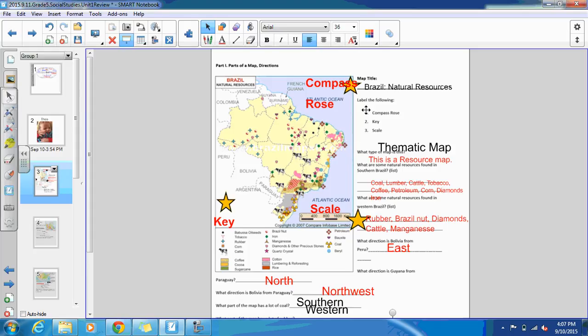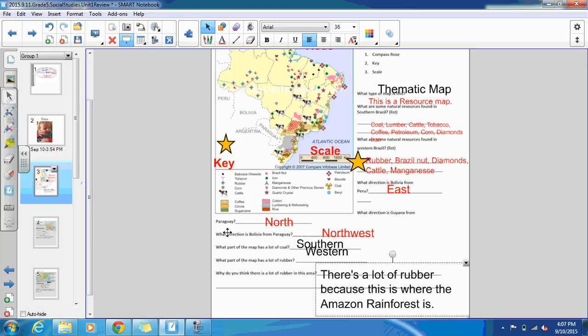1, 2, 3, 4, 5, 6, 7, 8, 9, 10, 11, 12. There are 12 questions. So tell me how many? How many did you get right for the 12? Turn the page when you're done.